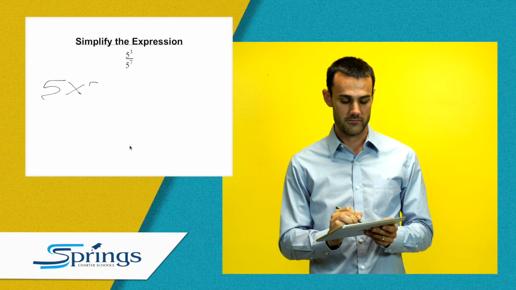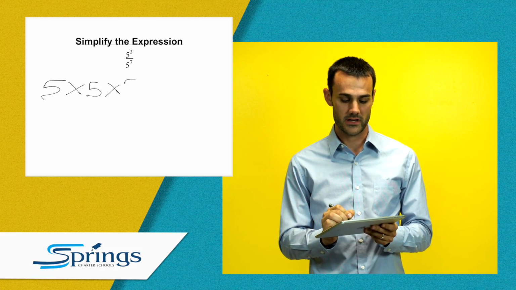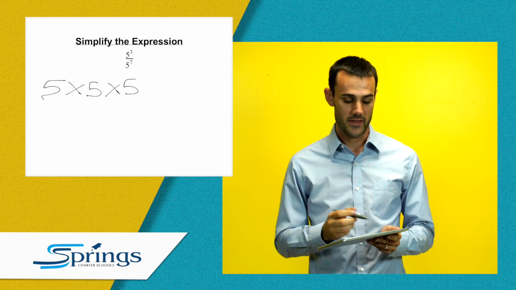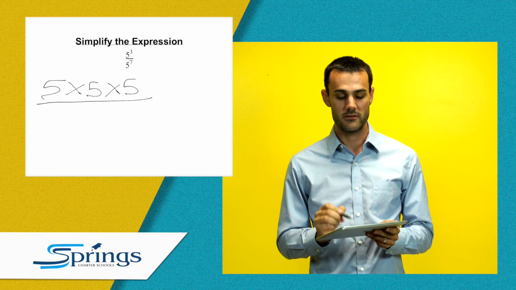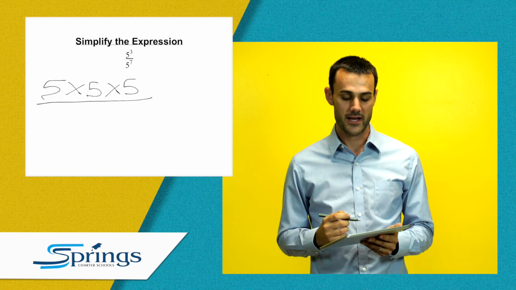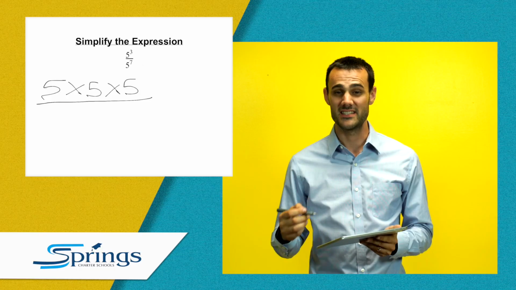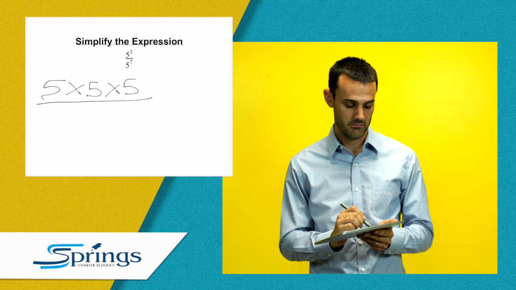5 times 5 times 5. Now I put 3 5s here because I have 5 raised to the third power. And then I need to make sure to draw that fraction bar. And we have 5 raised to the 7th power. So on the bottom, I'm going to write out 5 times 5 7 times. So stick with me.